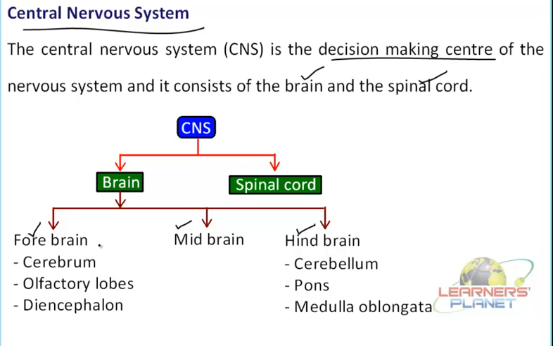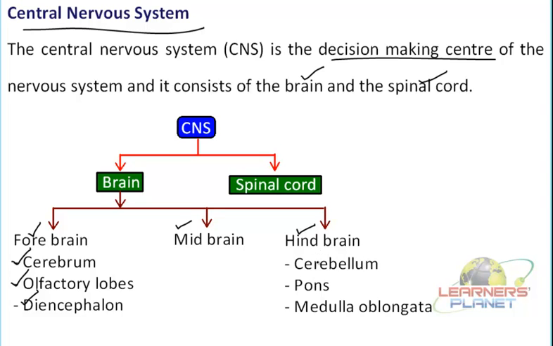Now each of these parts is further subdivided into different regions. What are these different regions? They are the cerebrum, olfactory lobes and diencephalon. So the cerebrum, or we can say forebrain, is the largest part of the brain. It actually occupies most of the brain. Then comes the midbrain, which is very small and is situated in the center. It is comprised of certain small nerves which help in interconnecting forebrain with the hindbrain. This communication is important because some decisions are made by the forebrain, others by the hindbrain, so accordingly it should be done.